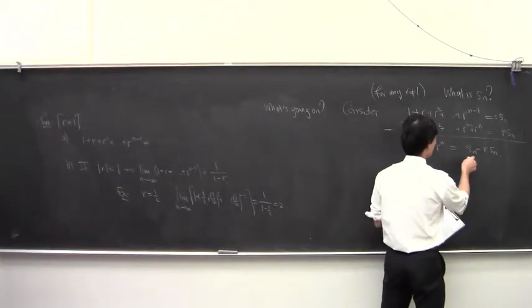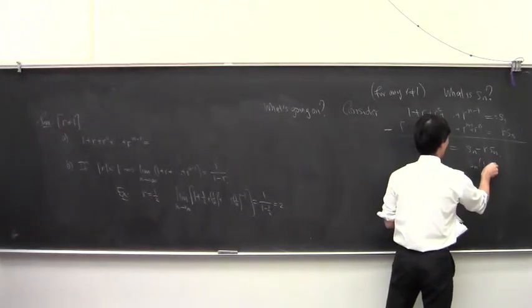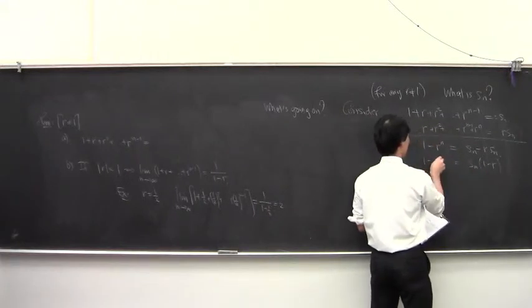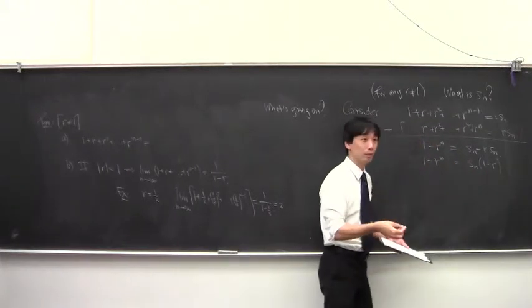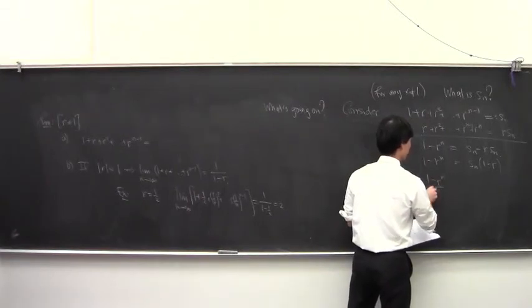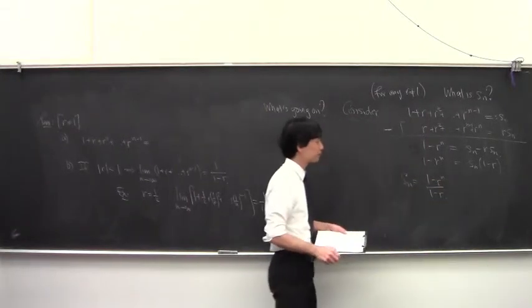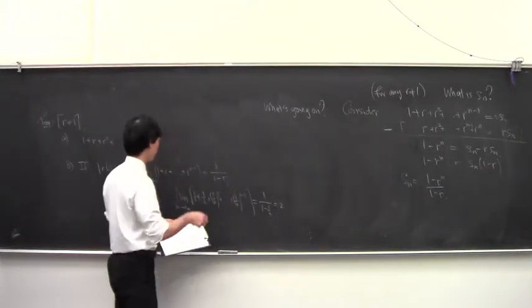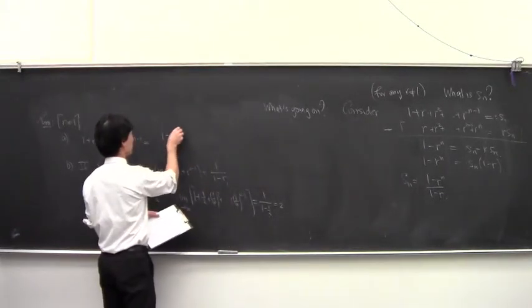So you get s of n times 1 minus r equals 1 minus r to the n. And so what's s of n, to solve for it? 1 minus r to the n over 1 minus r. Okay, and that's what I should have had.